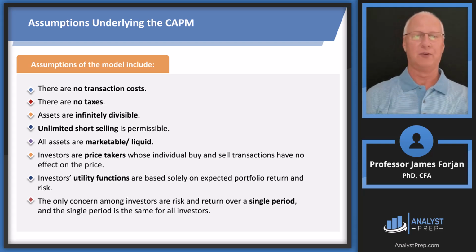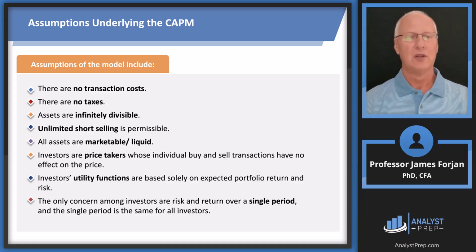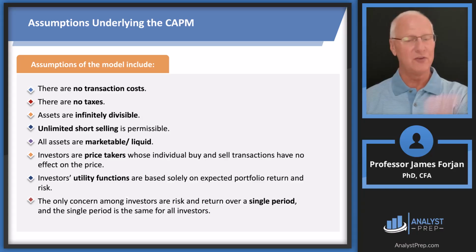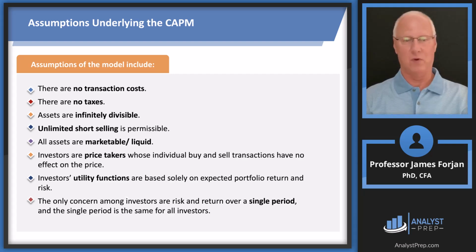Now, just like Harry Markowitz had assumptions, William Sharpe had some assumptions, and many of those assumptions are identical or at least similar. There you go. No transactions, no taxes. All assets are marketable or liquid. That means you can sell them pretty quickly. So there we go. Investors are price takers. All right. So there's the similarities with Harry Markowitz. But William Sharpe also added a couple of ones. He said that all assets are infinitely divisible, meaning that you can buy fractions of shares of stock.